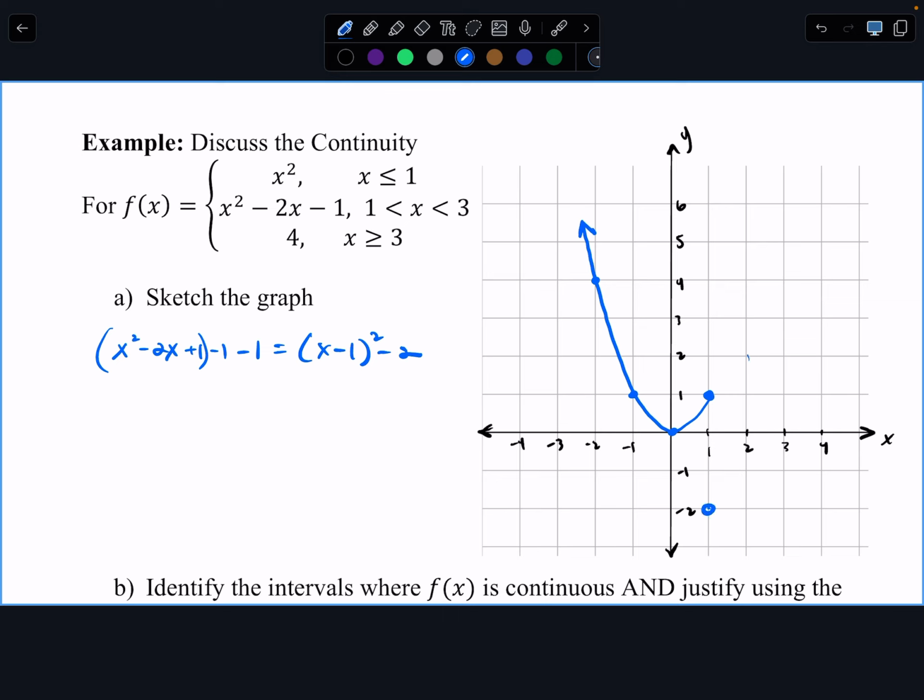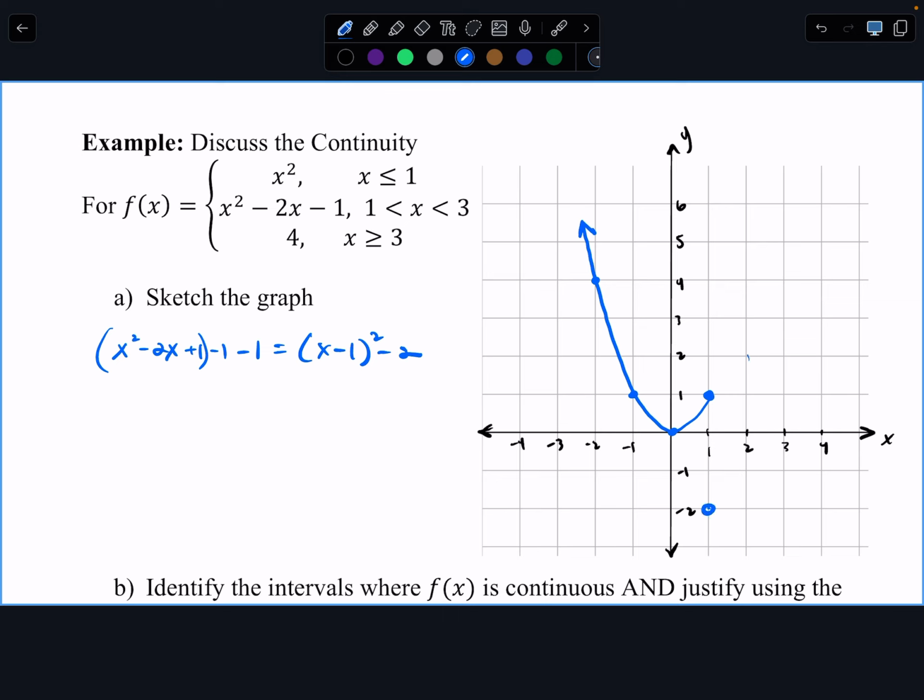There are different thoughts you could use for determining the graph for that middle piece. You could just think about plugging in values if you wanted to, recognizing that at the endpoint you would have an open circle, or you could have completed the square and rewritten x squared minus 2x minus 1 over x squared.